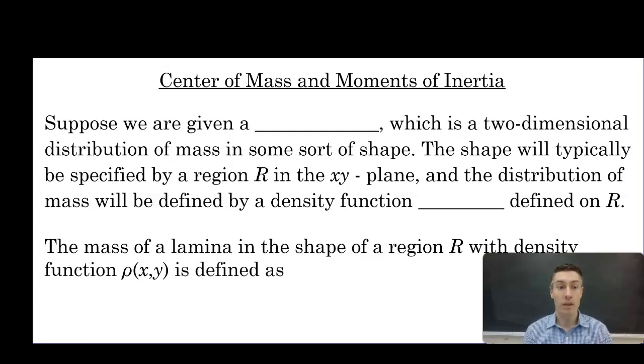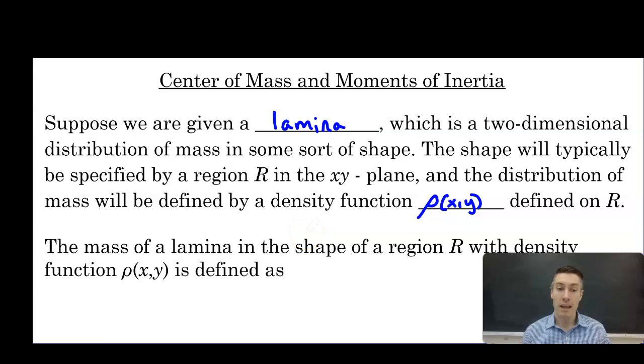In order to do that, suppose we are given a lamina, which is a two-dimensional distribution of mass in some sort of shape. The shape will typically be specified by a region R in the xy plane, and the distribution of mass will be defined by a density function using the Greek letter rho of xy, defined on R. So let's break this down for a minute. The object whose mass we're trying to find is called a lamina. It takes up a region in two space on the xy plane.